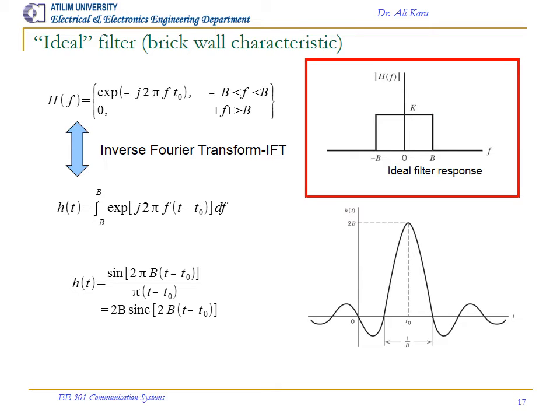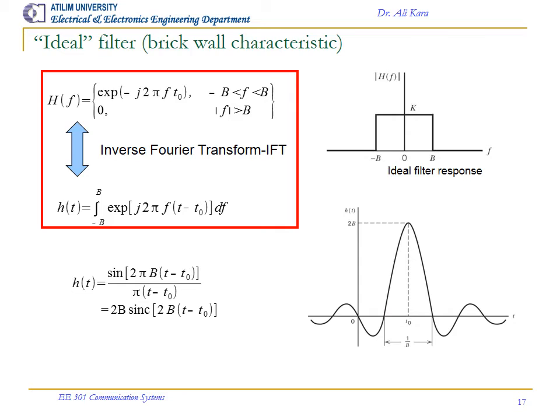Ideal filter response in frequency domain of a transfer function is shown in the figure. It has a perfect rectangular shape. This transfer function H of f can be written analytically as exponential minus j2 pi f t0, when f is between minus and positive B. It is 0 elsewhere.